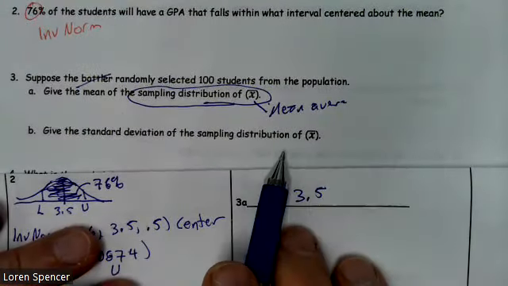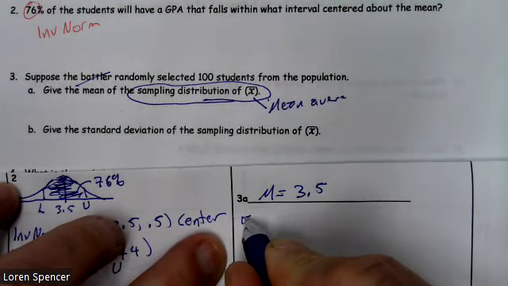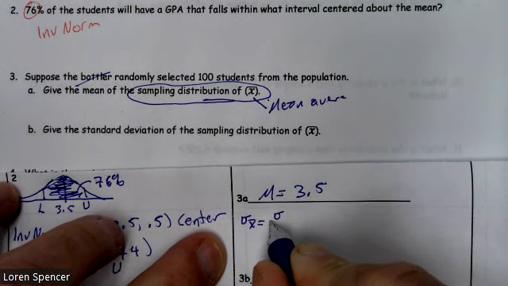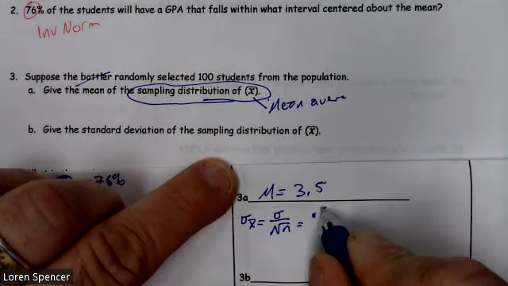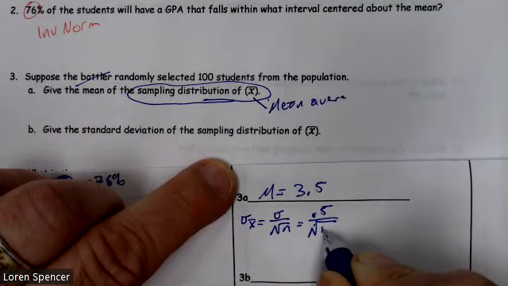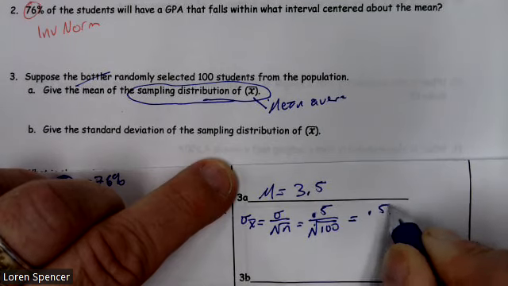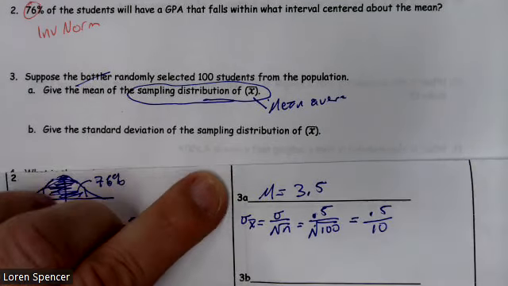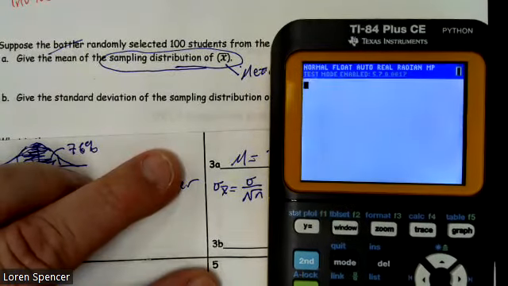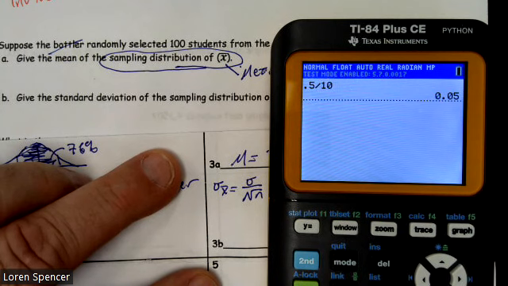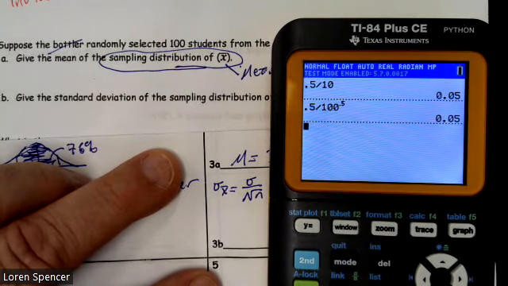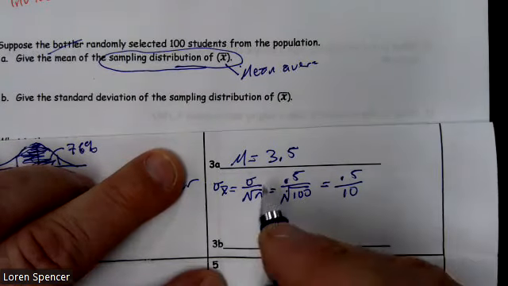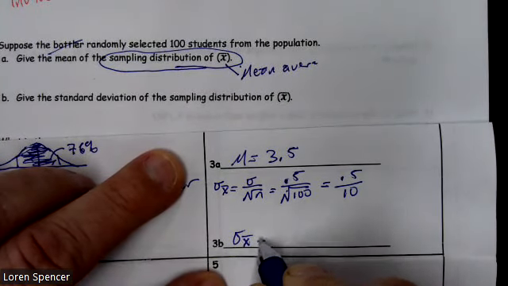But then it asks for the standard deviation of X bar. Well, the standard deviation of X bar is the standard deviation of the population divided by the square root of n, which in this case is 0.5 divided by the square root of 100. And that's 0.5. The square root of 100 is 10. So in this case, 0.5 divided by 10 is 0.05, or 0.5 divided by 100 raised to the half power. So our standard deviation of X bar is 0.05.